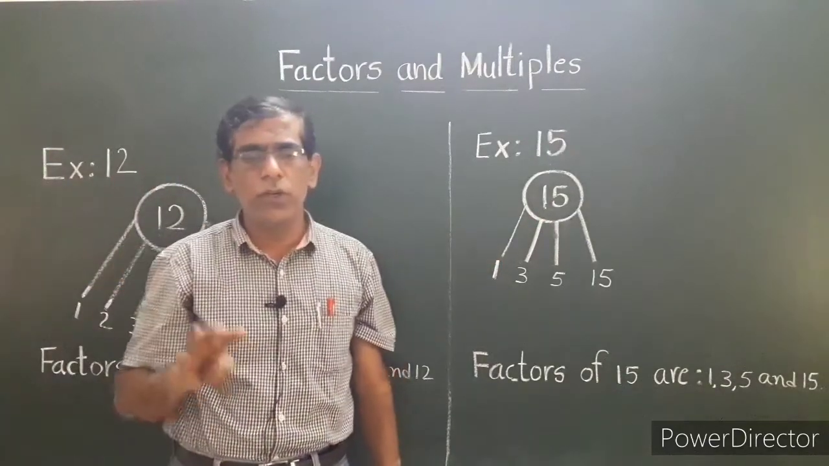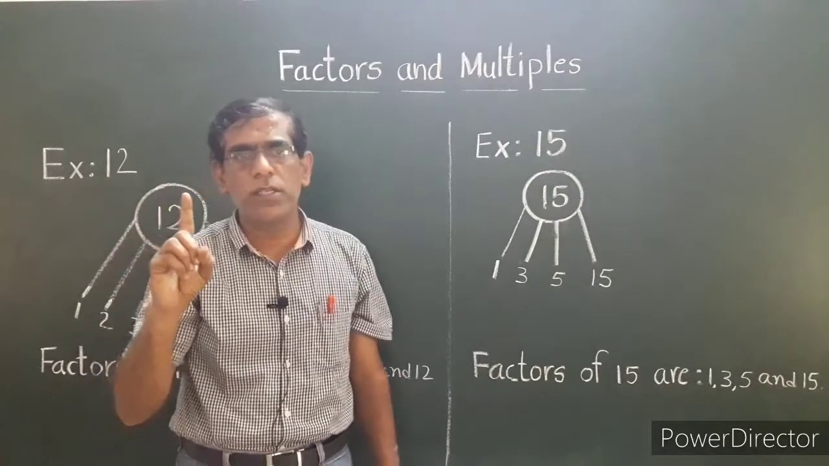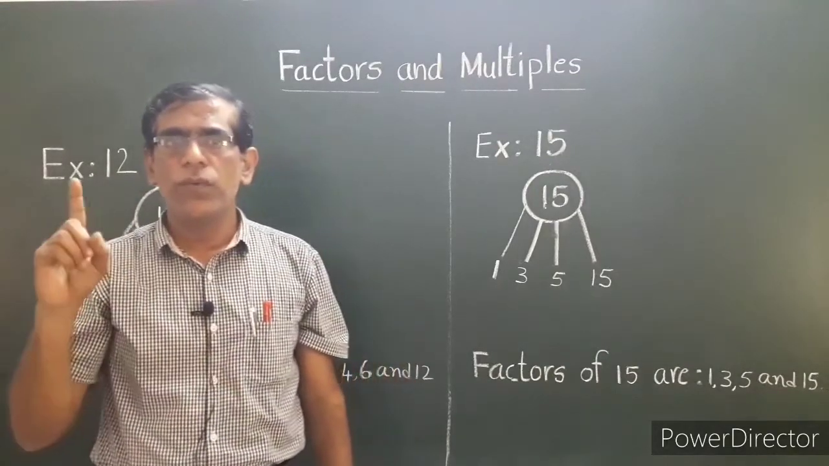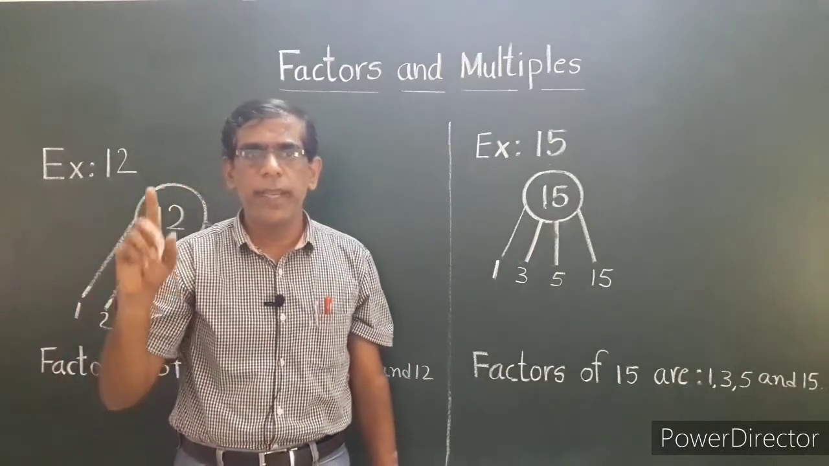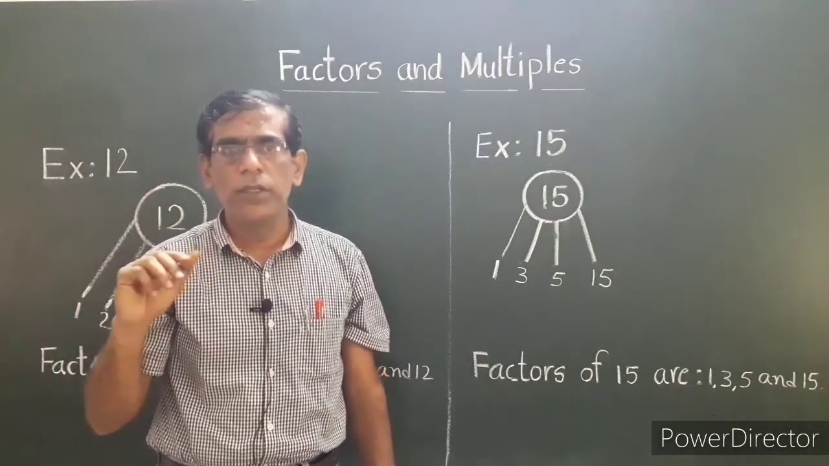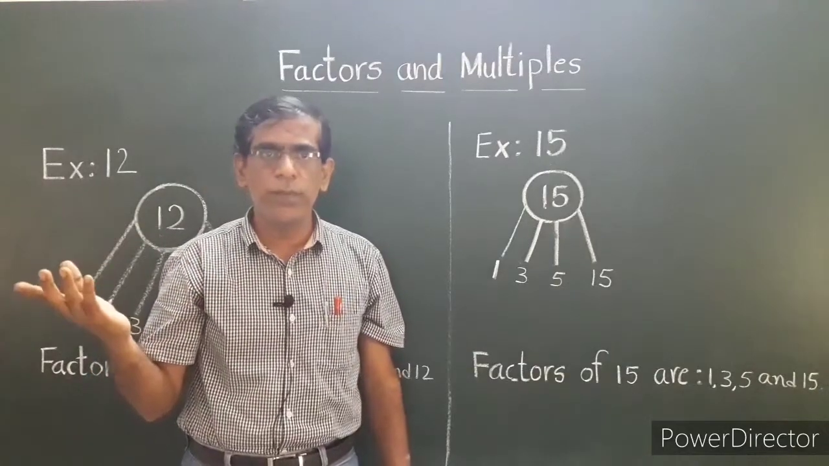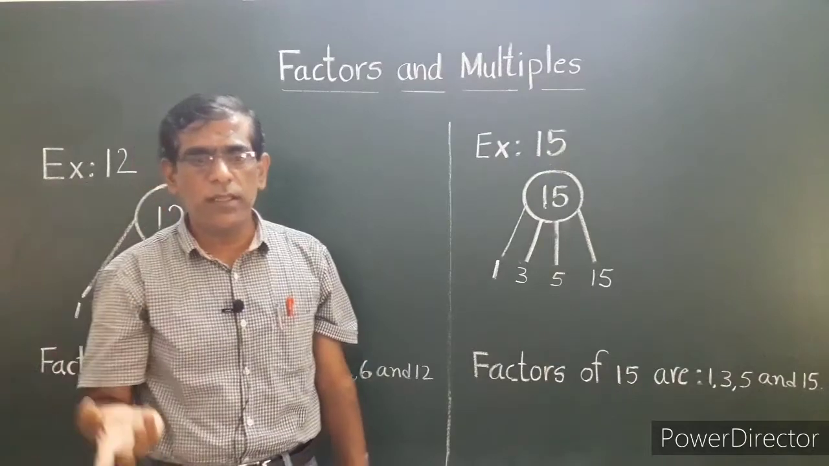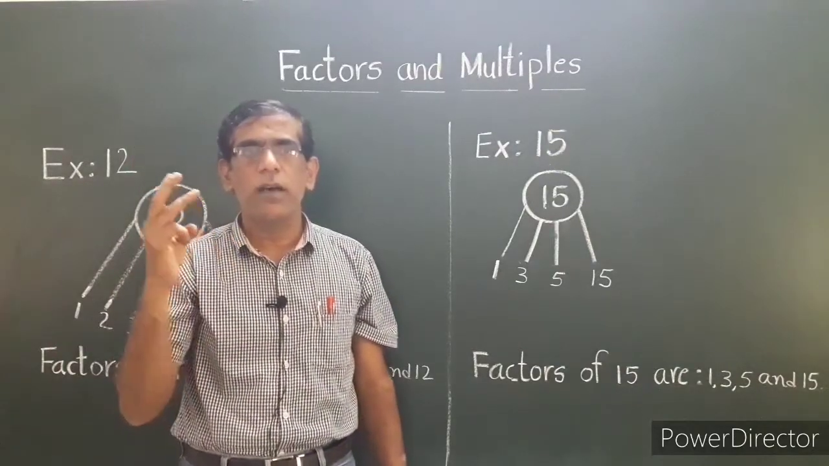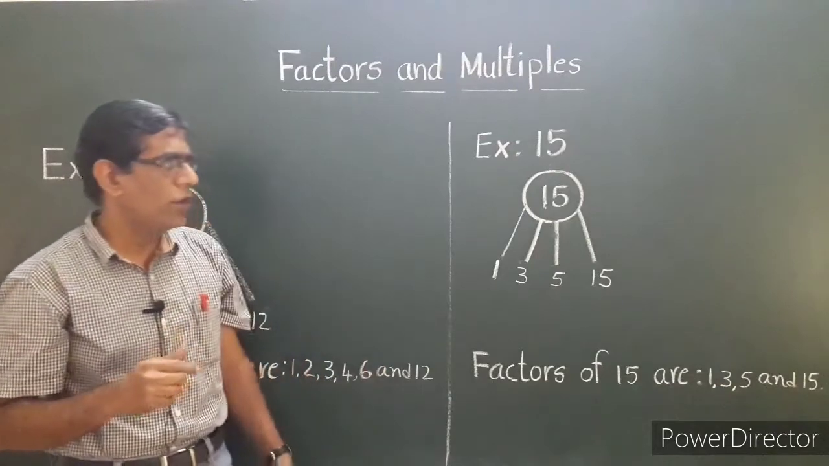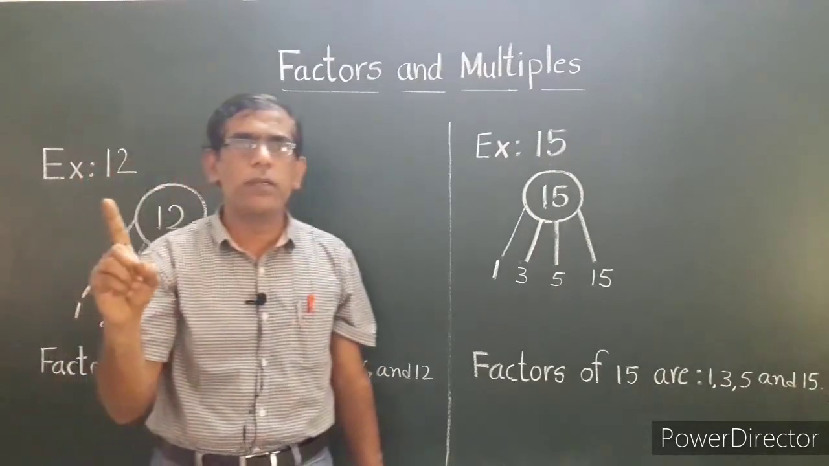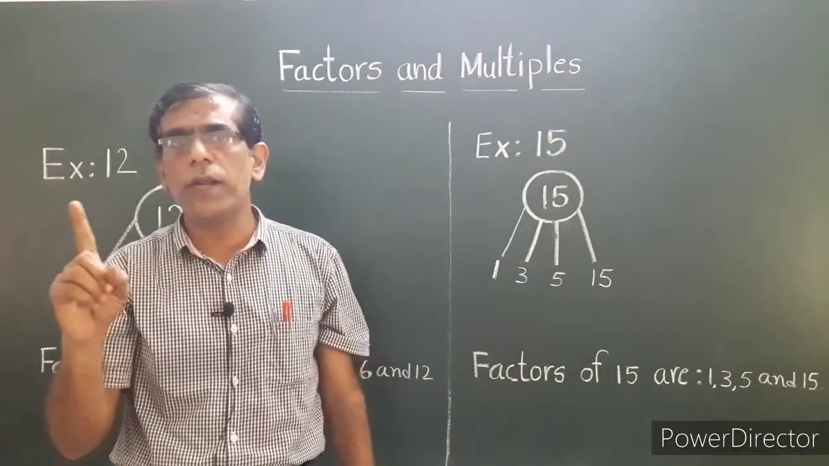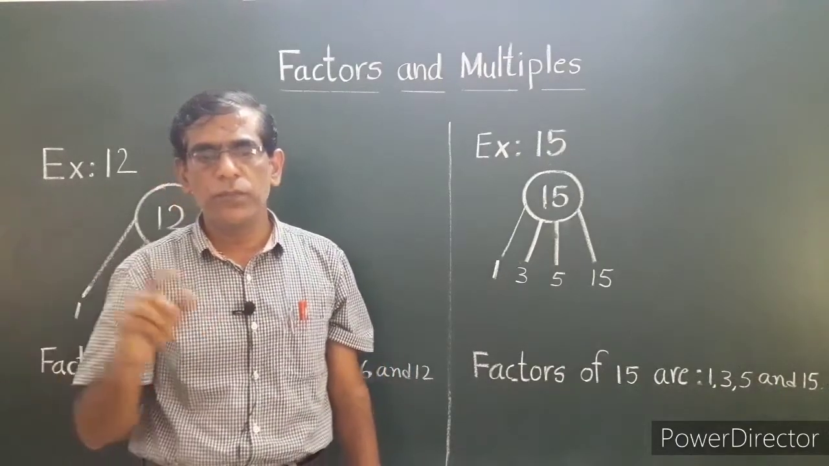If I distribute 4 pens per student, 4 plus 4 is 8, 8 plus 4 is 12. But I have 15 pens, 15 minus 12 is 3. 3 pens are left. Therefore, 4 is not a factor of 15.